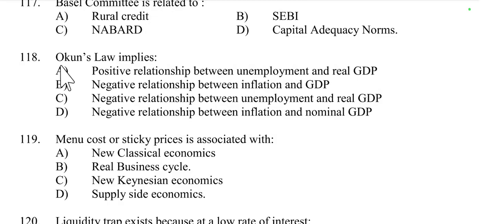Then question number 118, Okun's law implies a negative relation between unemployment and GDP. So option C is right here. Okun's law implies a negative relationship between unemployment and real GDP. It suggests that there is an inverse relationship between the unemployment rate and real GDP. When unemployment decreases, real GDP tends to increase, and vice versa. So this is called Okun's law.